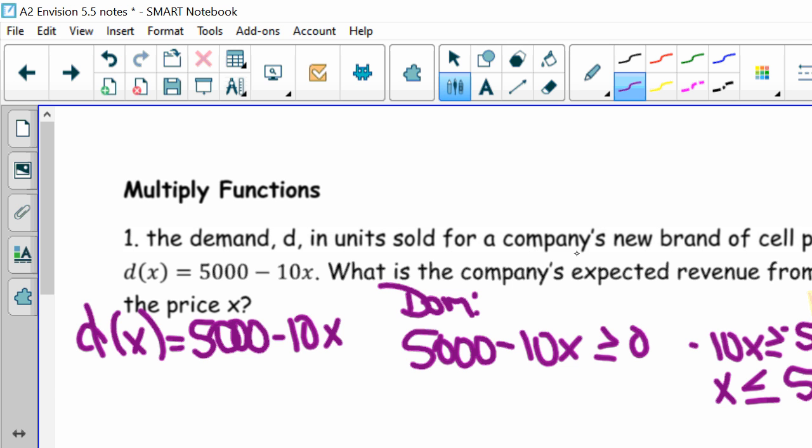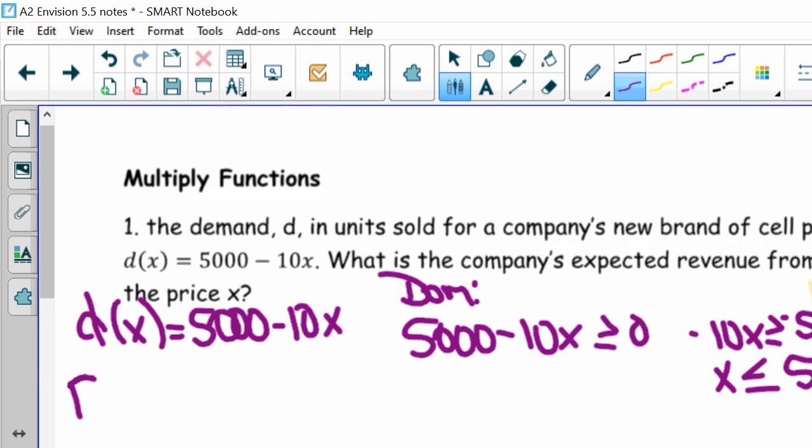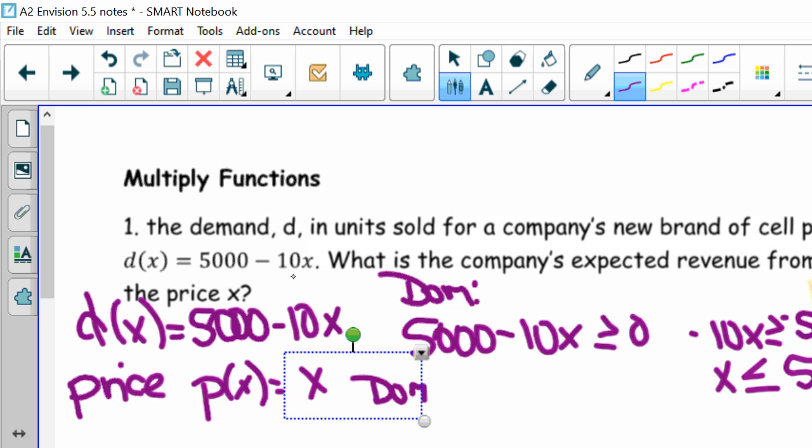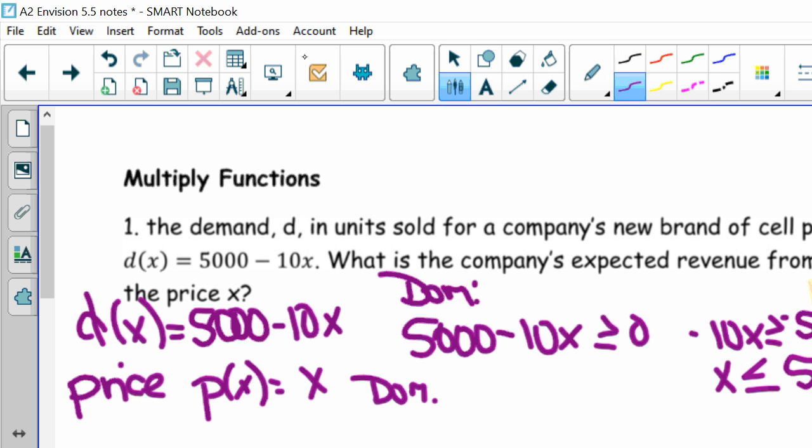Now let's talk about the price. I'm going to say P of x is equal to x, they tell me that the price is just x. Let's talk about the domain of the price. The price, how much they're going to sell something for, again, they're not going to just give it away, right? So it has to be at least 0. So x would have to be greater than or equal to 0. And they're not going to have a negative price.